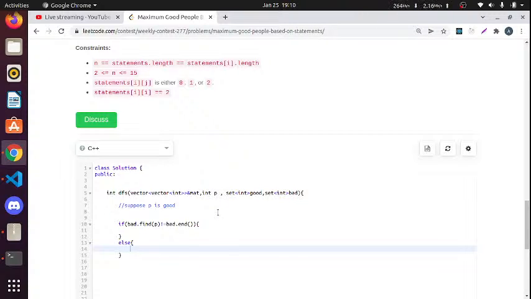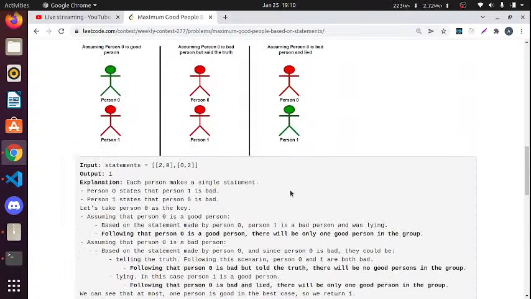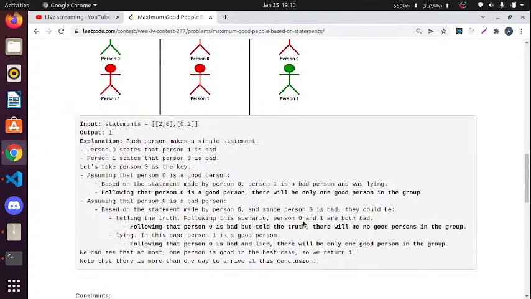So if we assume that he is a bad person, so his statements will be true or false, mixed cases, right? But in case of any contradiction, then we have to take the maximum one. It is a little bit complex.